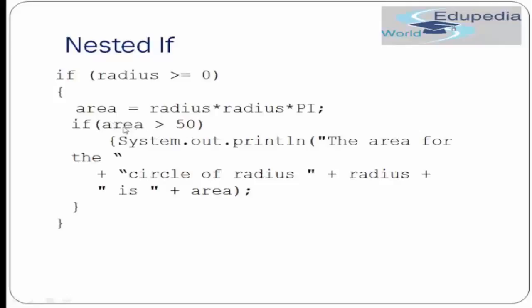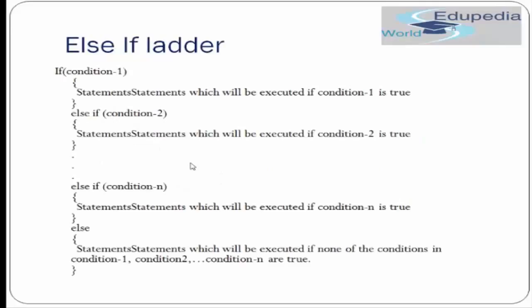So you can see if that area is greater than 50, then again we have curly braces for this if clause, and in this clause we are printing the area. So I hope the nested if concept is clear. Moving forward to else if ladder.